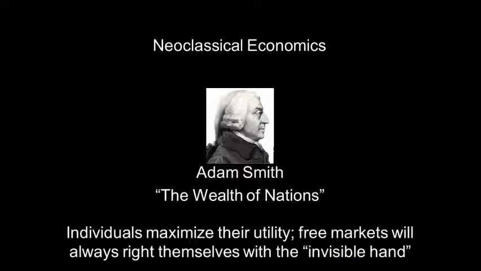According to Adam Smith, individuals will maximize their utility and always do what's best for them. And if that happens, this creates free markets, which will always right themselves. He called this the invisible hand of the market. It would always right itself because there would always be competition.